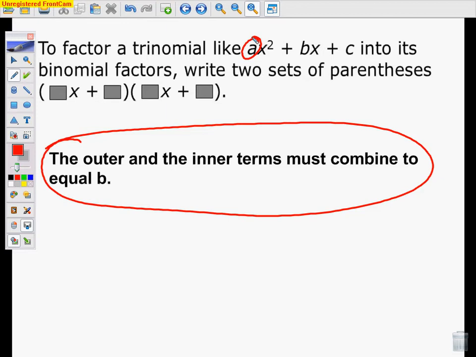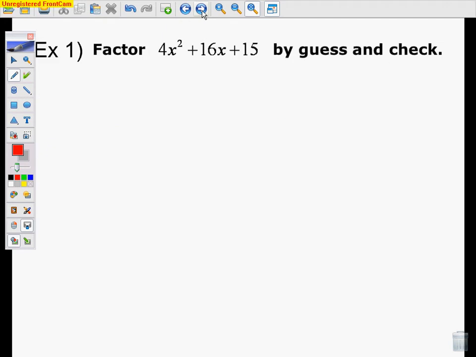When a equals 1, there's a different, simpler process you can go through to find the two factors. In fact, you can look back at the video I did on 7.3. So, example 1: factor 4x squared plus 16x plus 15 by guess and check. The next video I do is going to teach you how to factor this with another method, and in my class you can choose either method you want. But this video specifically is on factoring by guess and check.